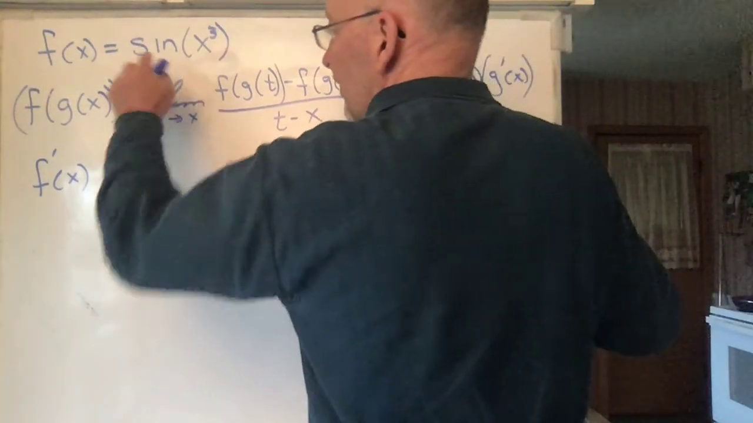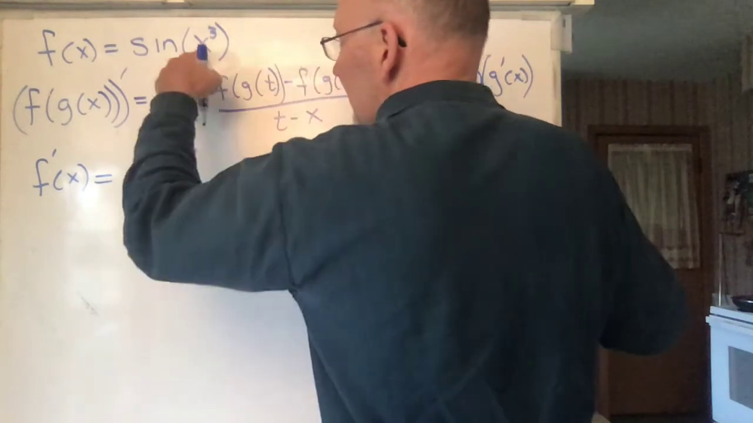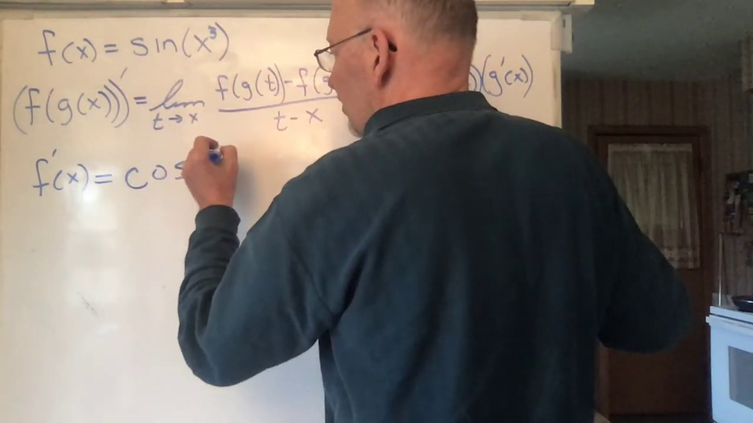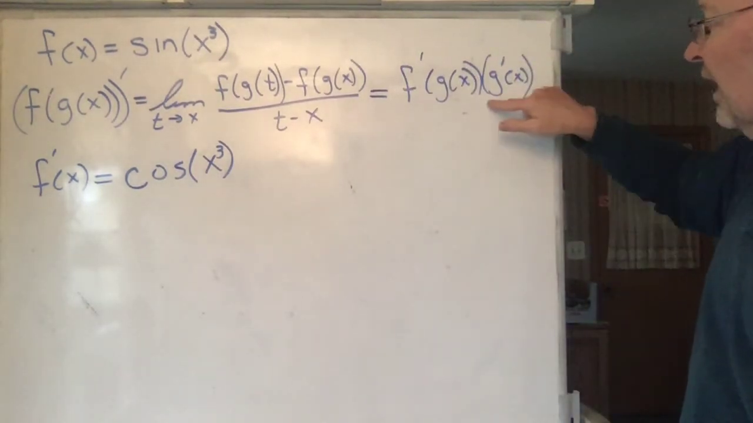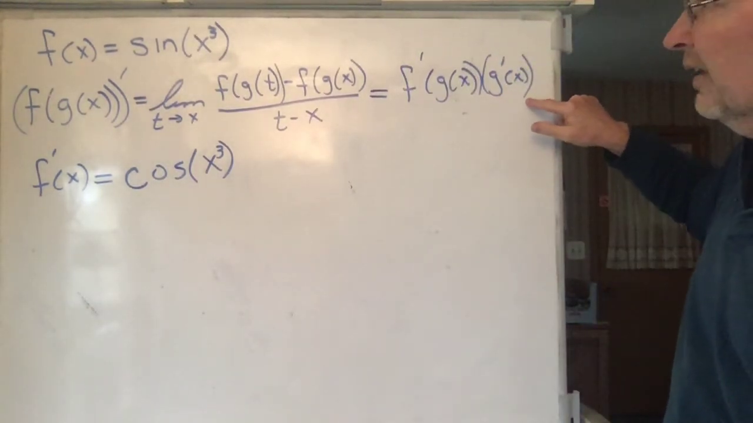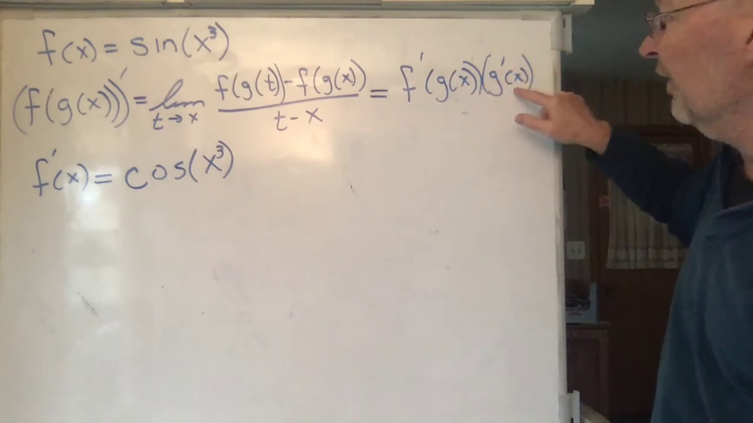So the derivative of the sine is the cosine. You leave the inside alone. Don't touch it. Leave it all alone. And now you can turn your attention to the inside function. What do you do? You just multiply by the derivative of the inside function.